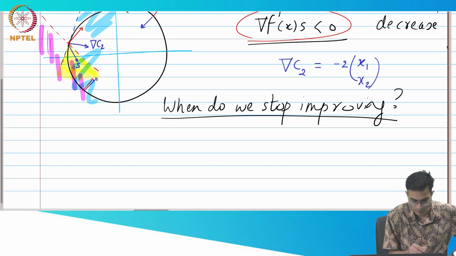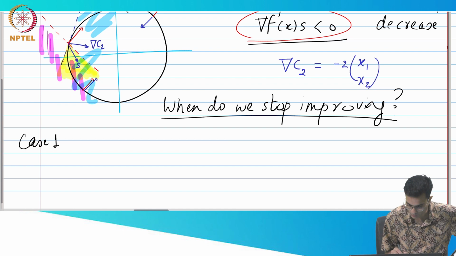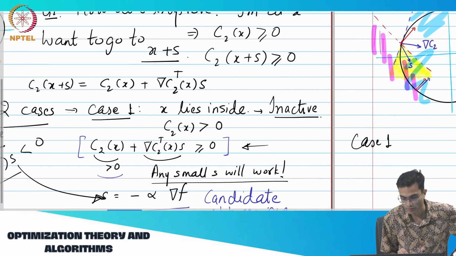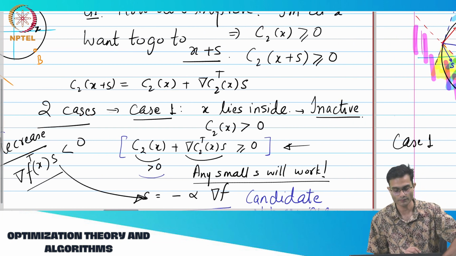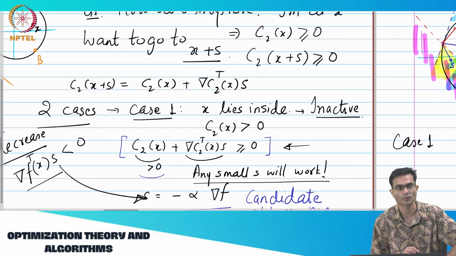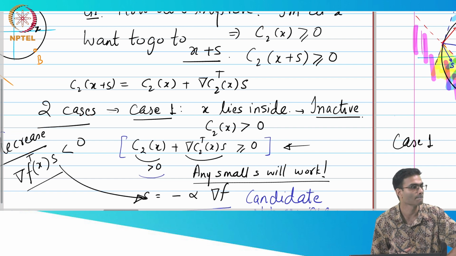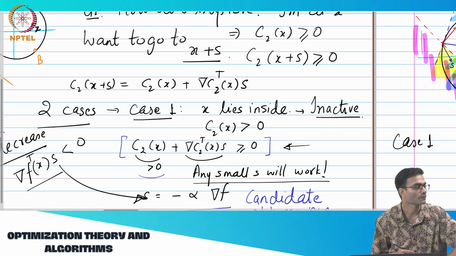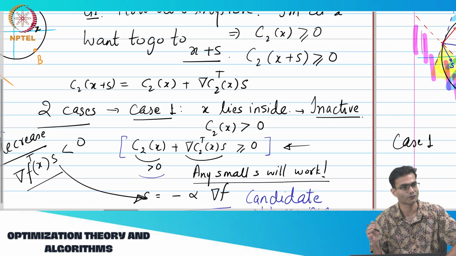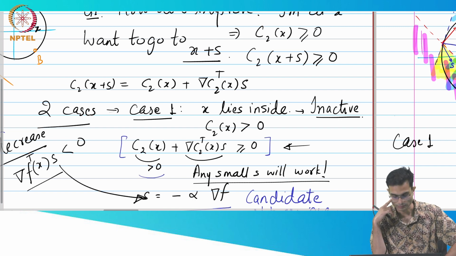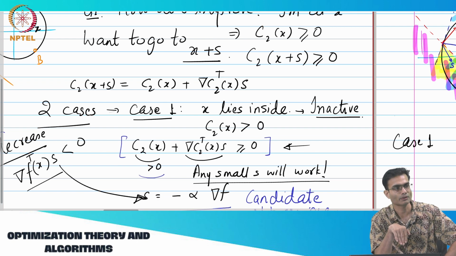So let's go case by case. Case 1. Remember, case 1 was when I am inside the boundary. So what do you think? When will I stop moving? When do you think this whole process will not, I cannot move to x plus s? I'm in the interior, so it's very difficult for me to jump into an infeasible point. So I'm in the interior already. The hint is, look at the potential expression I have for s. When will I stop moving?